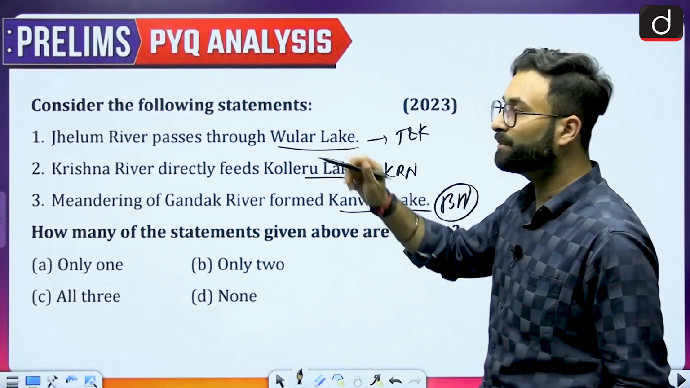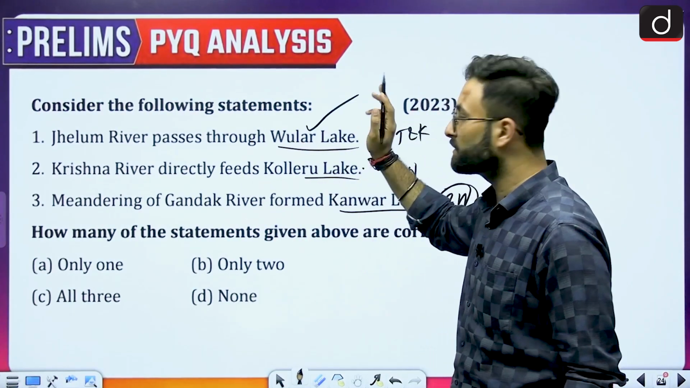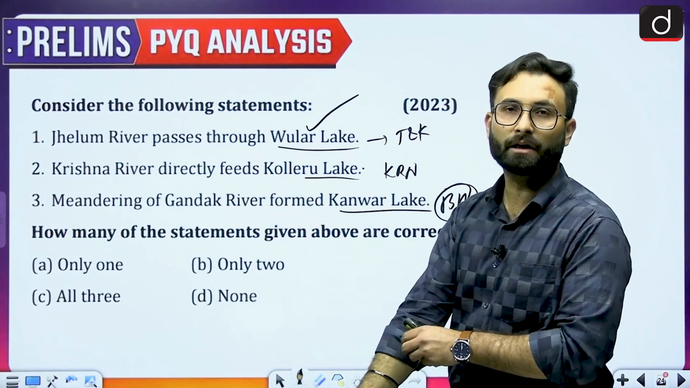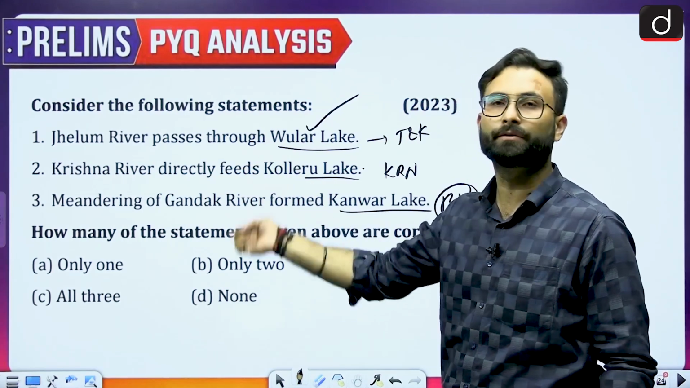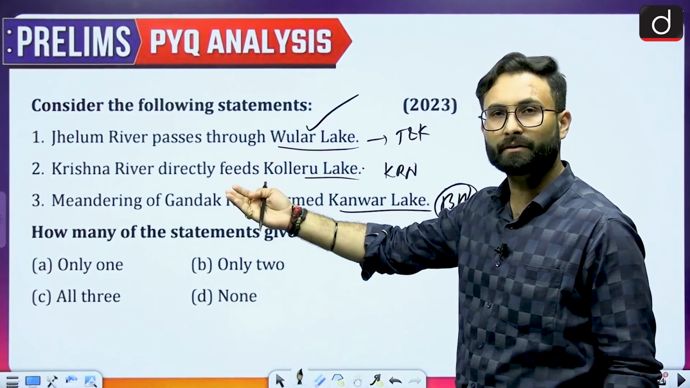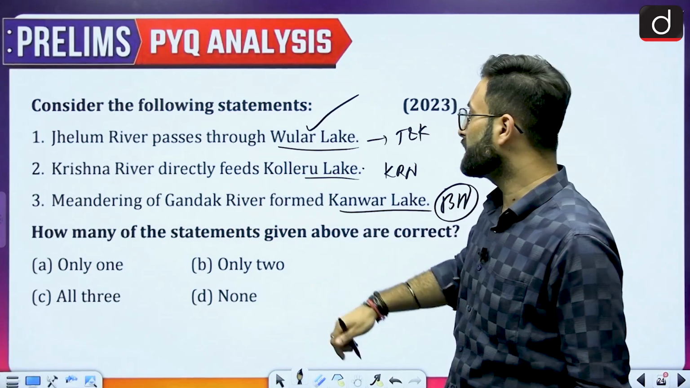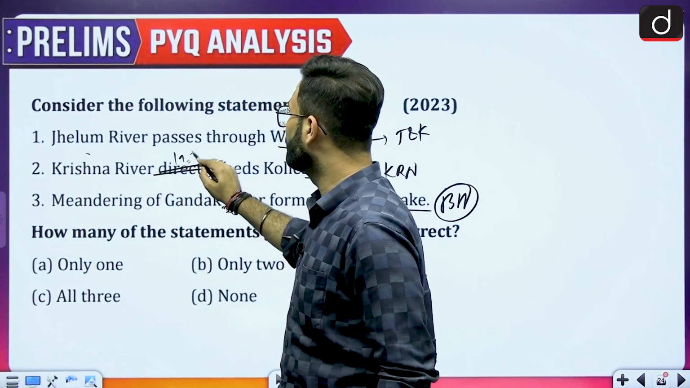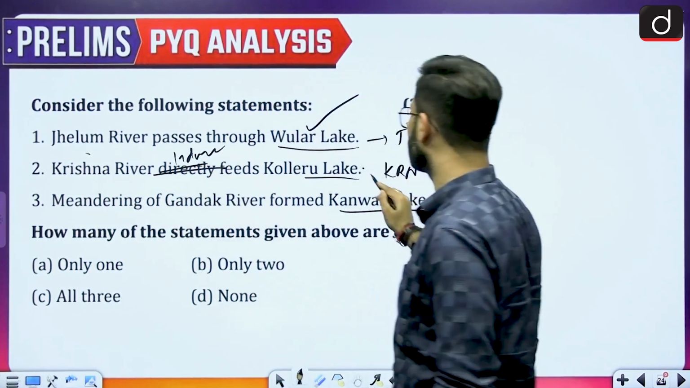Coming to the next one, Jhelum river passes through the Vular Lake. That is an important thing which is true. Coming to the next one, Krishna river directly feeds the Koleru lake. That is not the case. It does not directly feed it, but there are two streams of the Krishna river which are feeding the Koleru lake, so it is indirectly, not directly, feeding it. So statement 2 becomes wrong over here.